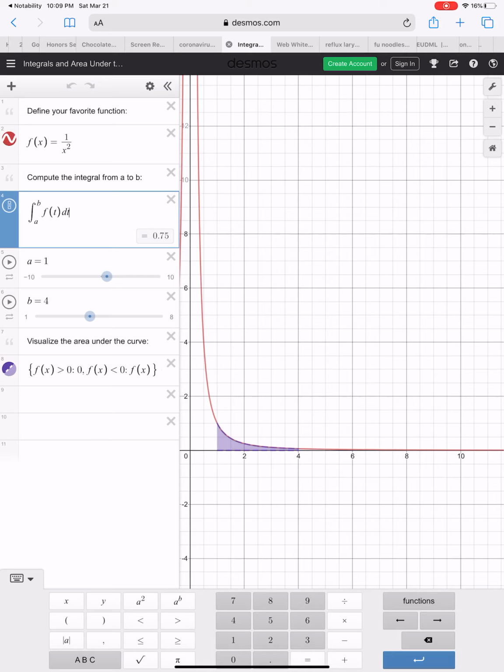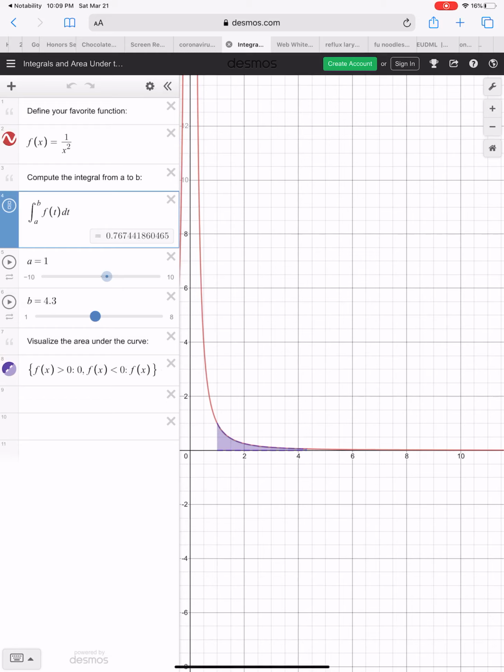Something fun here is that Desmos does these sliders really easily, so I can actually just grab this slider, and you can see as you drag it that the purple area is increasing in the graph as b, the upper limit of integration, is changing. And also up here, notice in box 4, the value of that definite integral is getting updated real time.